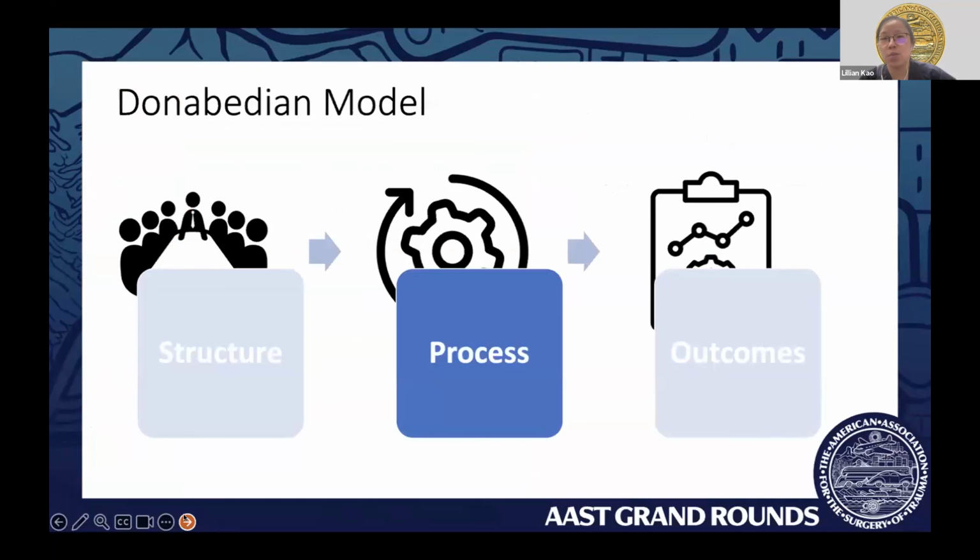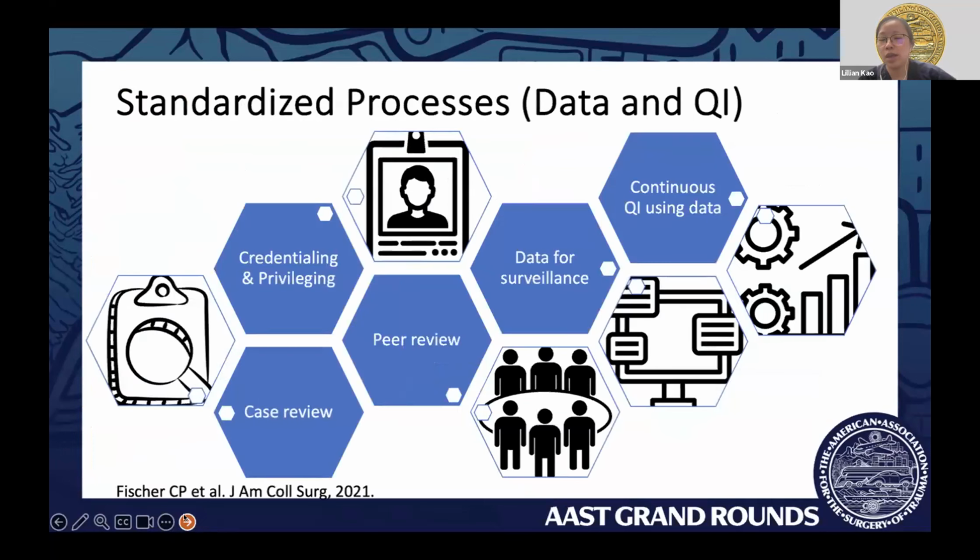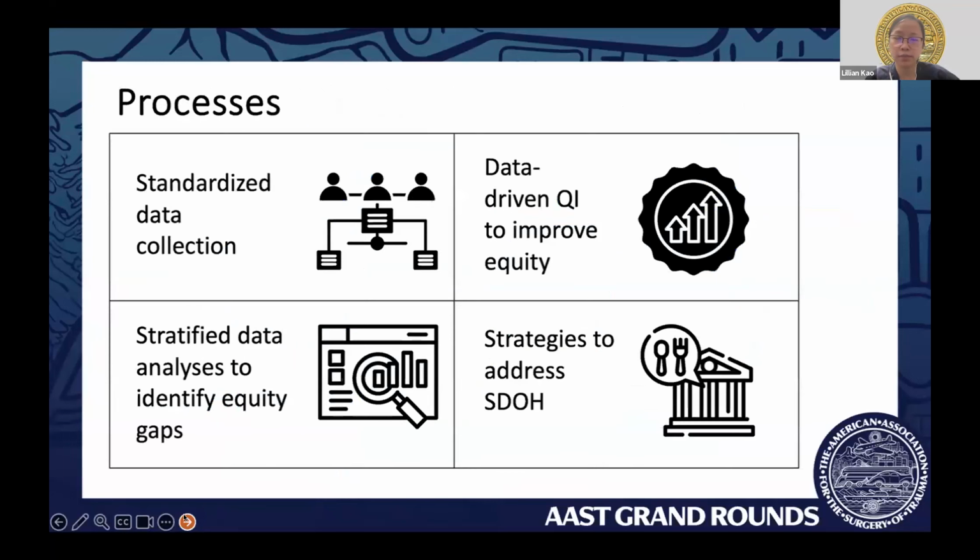I mentioned before that processes are also equally important. When the ACS goes to verify programs in quality, they're really focused on, again, not just what data are collected and analyzed, but how is that data actually used to drive improvement, and how that data is used for credentialing, case review, peer review, and again, continuous quality improvement.